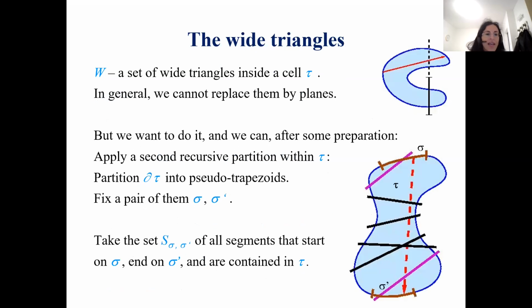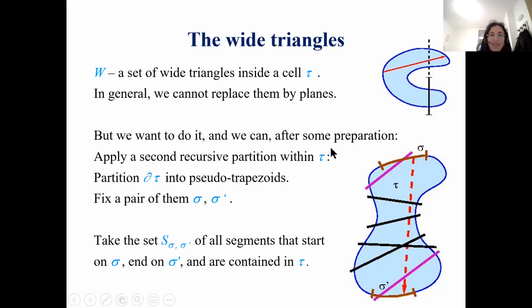Okay. And now, in the time that I've left, I will show you some general description about how to handle the white triangles. This was super technical, but I will try to convey some of the main ideas. So like I said, W is a set of white triangles inside the cell tau. And in general, we cannot replace them by planes. This is the picture. But we still want to do it, say, in an indirect way. That is, we want to do some preparation. And what is this preparation?